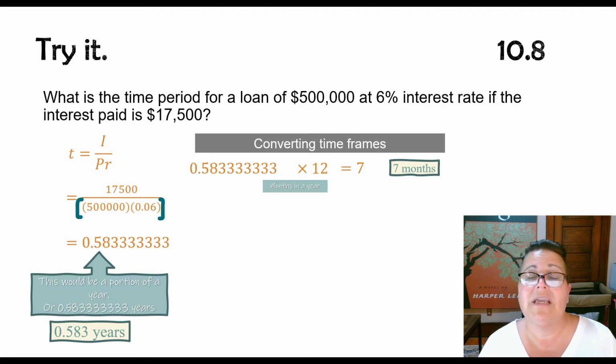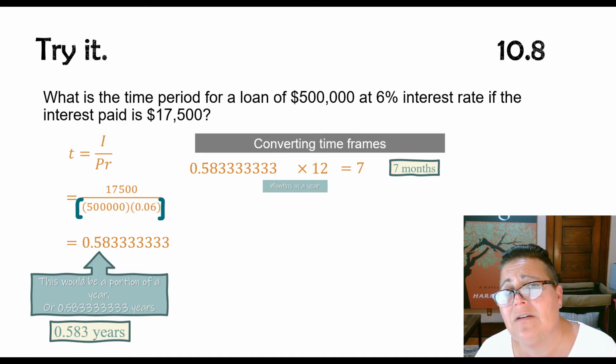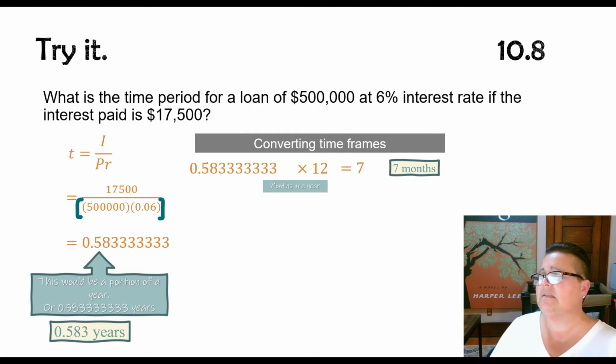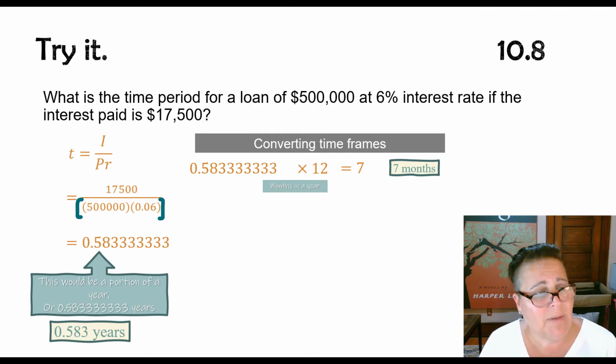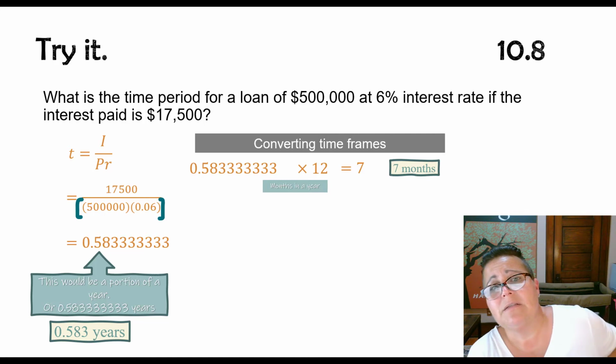0.583333 of a year is 7 months. This is a nice answer for a couple of reasons. First of all, it's a solid number, no decimals. 7 months makes sense. 0.583 of a year, I don't even want to think about what that is. But 7 months, perfect sense. I get 7 months.